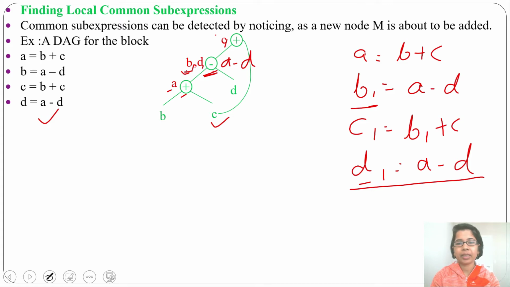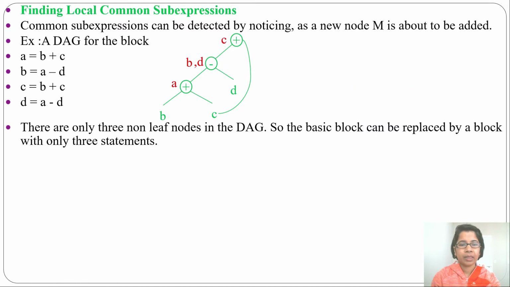If in the next block there is no use of B1, then we can say B1 is not live or B1 has no next use. B1 value is updated by D1, or you can say B1 is dead code. There are only 3 non-leaf nodes in the DAG, so the basic block can be replaced by a block with only 3 statements. In the previous lecture, I discussed that while constructing a DAG for a basic block, the same number of interior nodes as statements in the basic block will be there. Here you can see there are 4 statements while there are 3 interior nodes. So there should be 3 statements for this basic block.